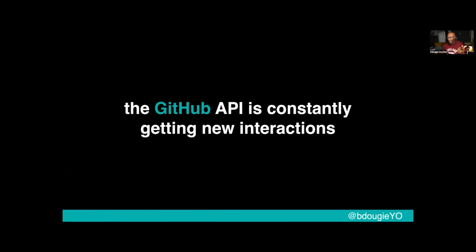I also want to point out that the GitHub API is constantly getting new interactions. So follow the GitHub changelog. We have a developer changelog that tells you when things are changing, when you're getting new features. I'm looking forward to GitHub Discussions getting their API endpoint exposed, so I can start doing some cool stuff with that.